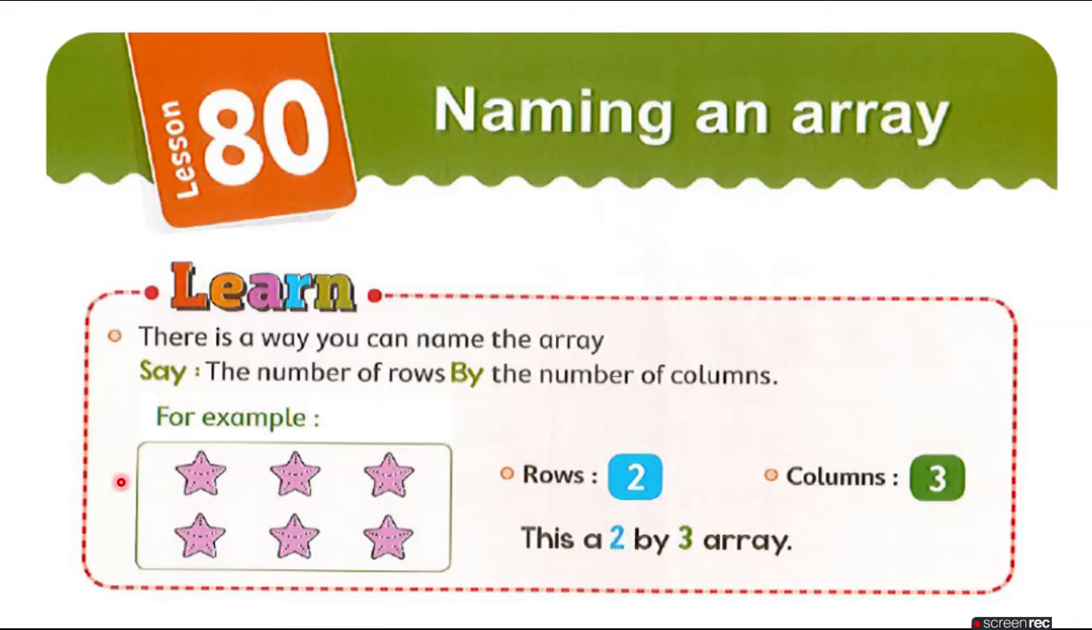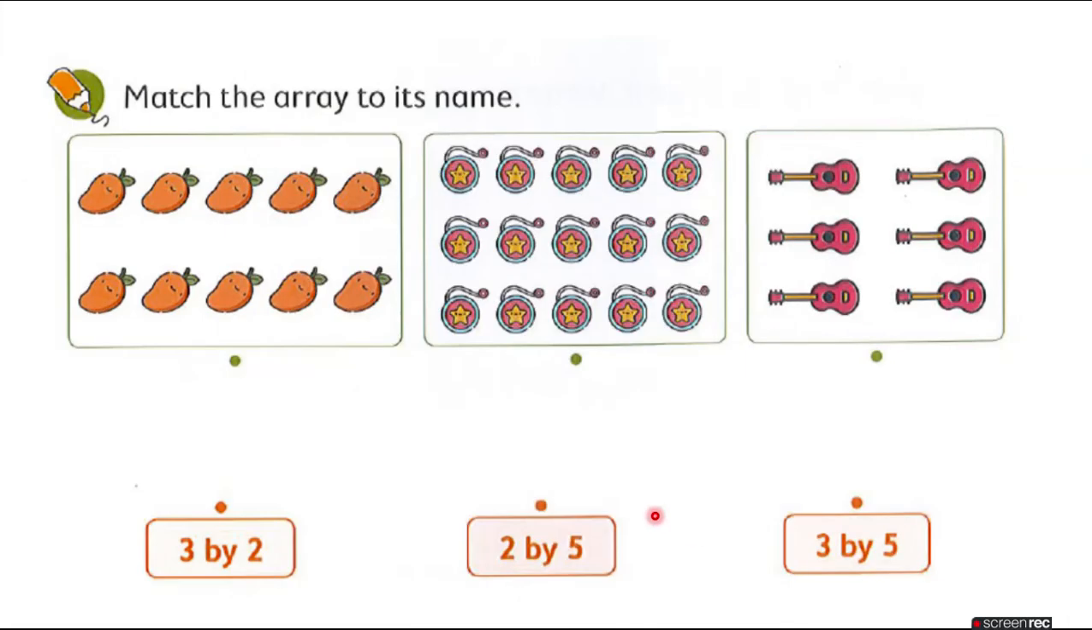And arranged in rows and 3 columns. Okay, so how many rows here? Go right and left. 1, 2. And how many columns here? 1, 2, 3. So I have 2 rows and 3 columns. So the name of this array is 2 by 3.